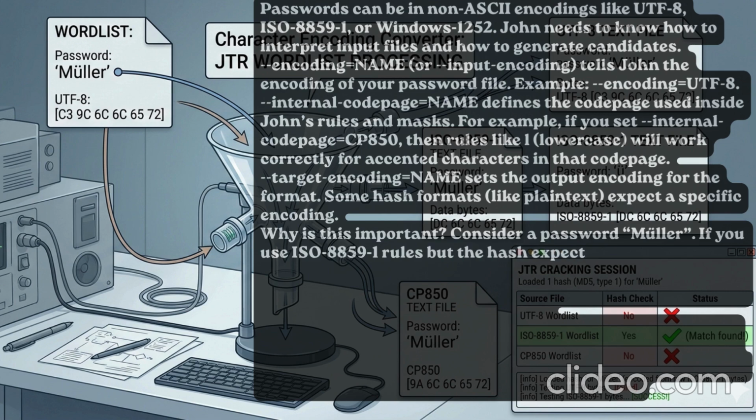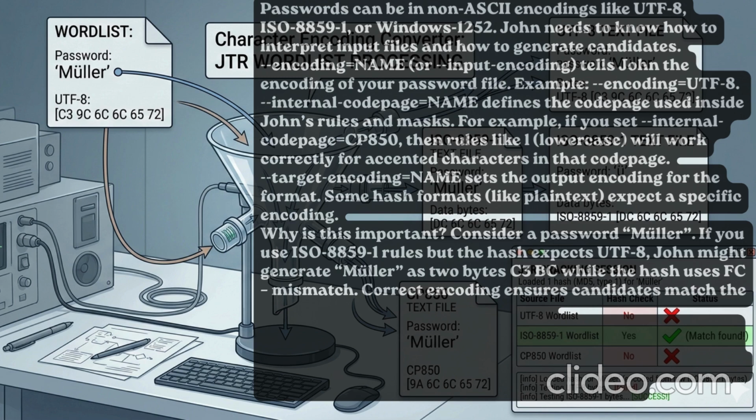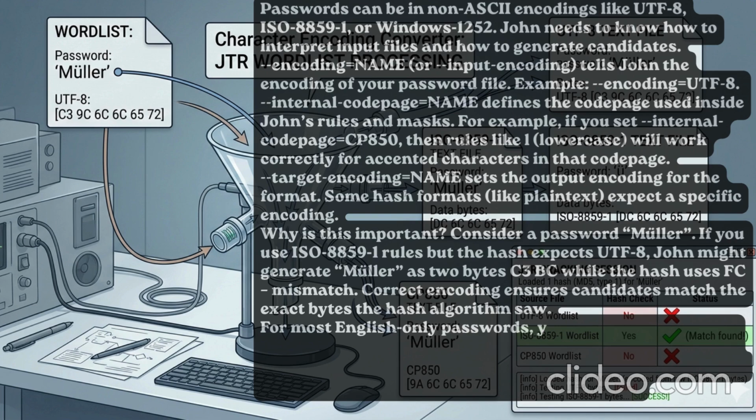If you use ISO-8859-1 rules but the hash expects UTF-8, John might generate ü as two bytes, C3 and BC, while the hash uses FC. Mismatch. Correct encoding ensures candidates match the exact bytes the hash algorithm saw.